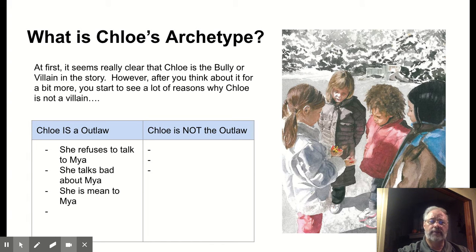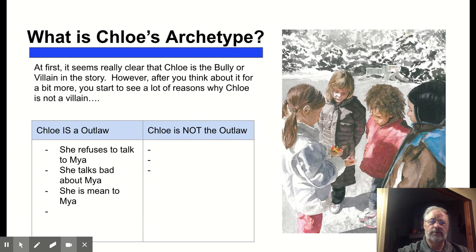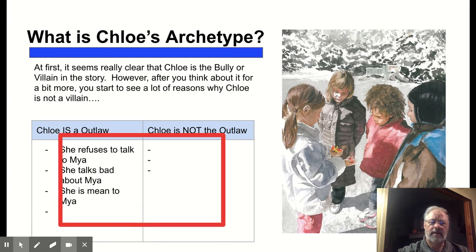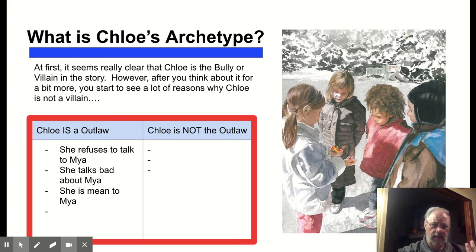All right. So our story that the read aloud that Miss DeFries went over, Chloe was the character who was not nice to Maya. So what archetype is she? We decided that she probably was the outlaw. Okay. So we have a box here and we got a chart. And then on the left side are reasons why we think Chloe is an outlaw or has that type of archetype. She refused to talk to Maya. Maya would always smile and say hello. She had an empty seat that she was assigned to sit next to Maya or to Chloe. Chloe did not talk to her. She called her names, talked bad about her. She was mean to her, like on the playground, wouldn't play with her.